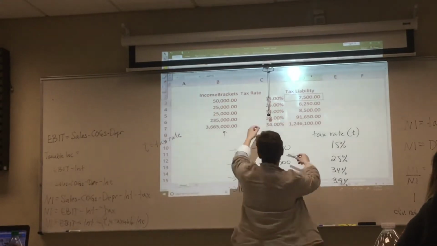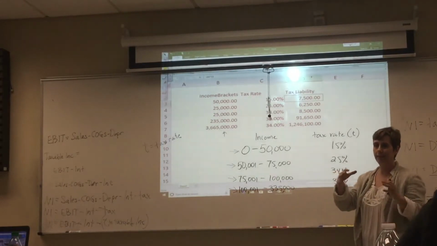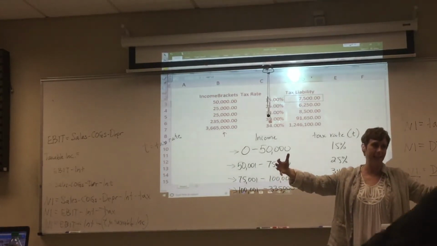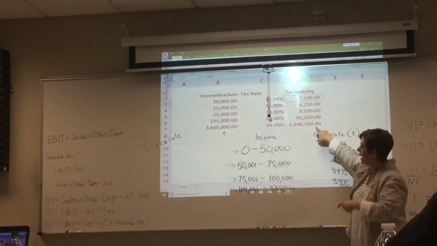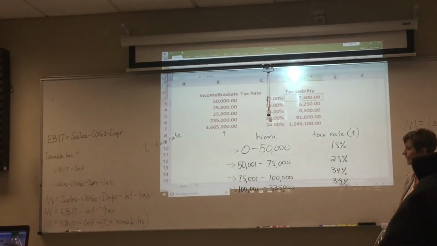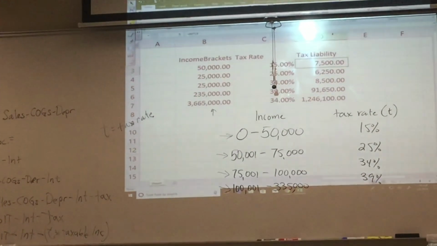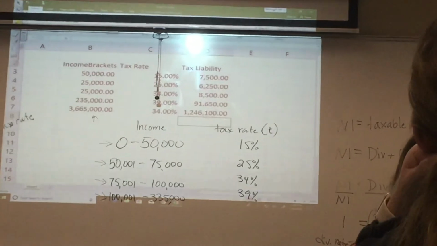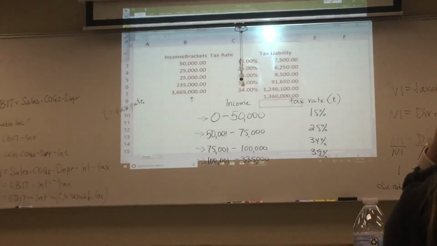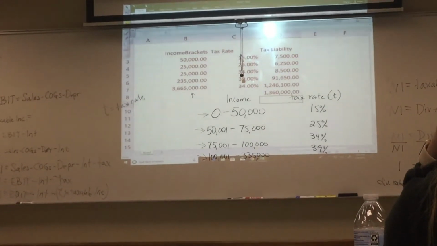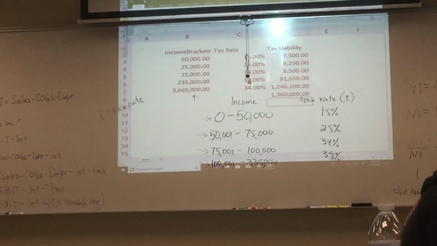The tax rate, though, goes down slightly. You see that? So your tax rate goes down slightly, but the amount of income taxed at that rate is really a lot. And so the liability on that last bracket is $1,246,100. So your total tax liability is when you come down here to the bottom and sum them up. You're gonna sum them up and your total tax liability is $1,360,000. Any questions about how to get the total tax liability?